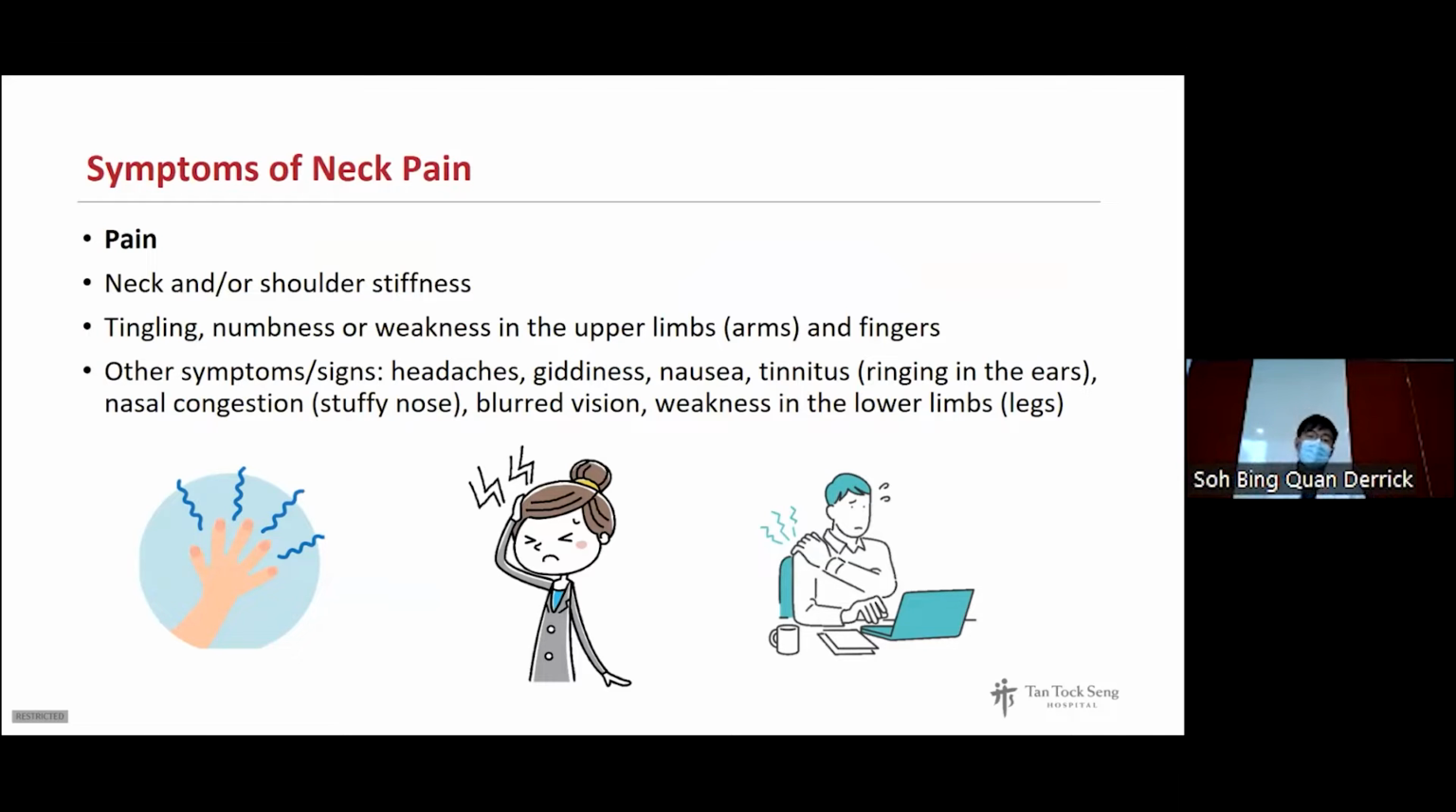That's more serious, then it will affect the whole body all the way down to your lower limbs, basically your legs. Sometimes you cannot walk, you feel loss of balance, all this. That's when it's more serious, when it's pinched onto the spinal cord, where your main central nervous system is.